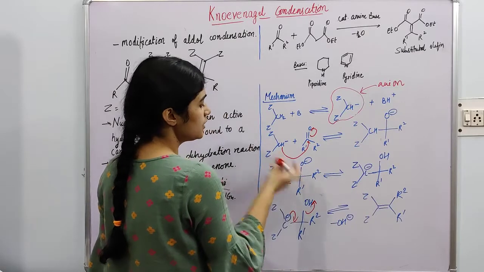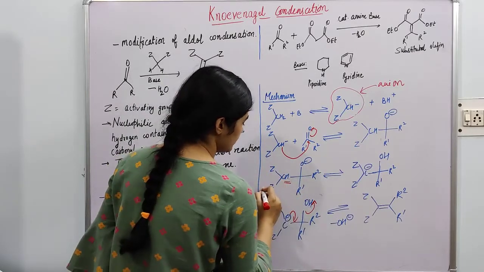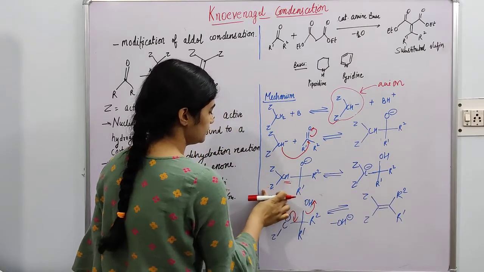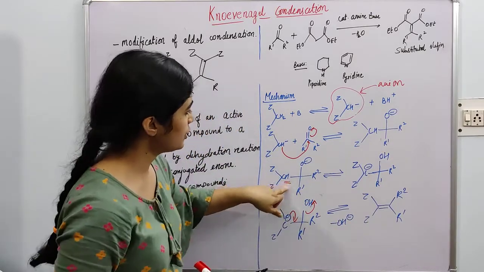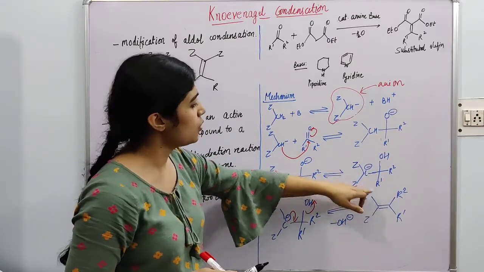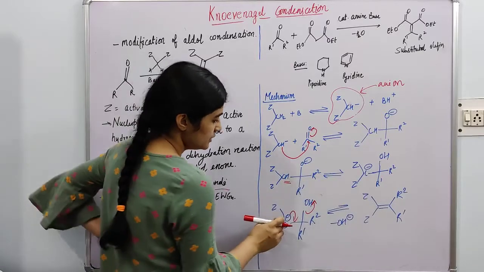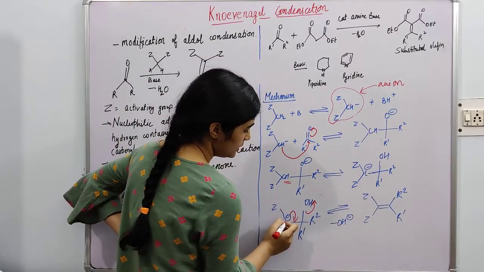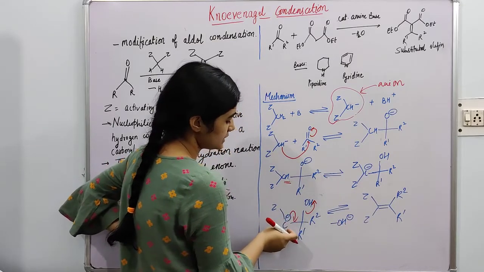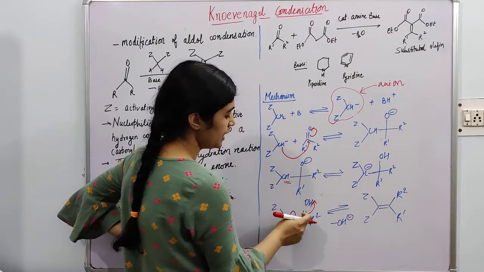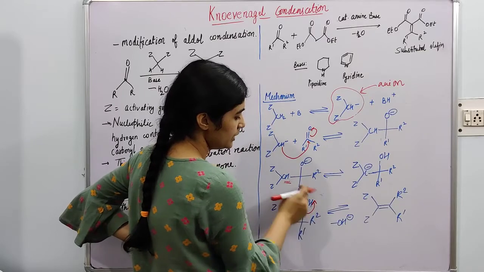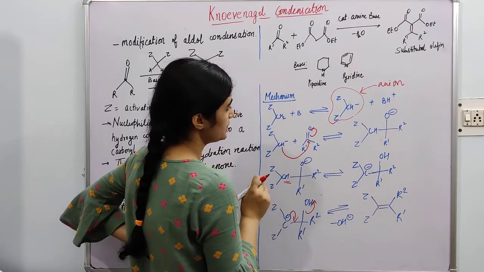So what is happening? H positive transfer is happening. I'm not writing here, it will get very congested. So what is happening? A rearrangement of proton is happening here. Now this carbon has a negative charge. It will try to stabilize itself. So it will try to form a double bond, and in order to form that bond, the OH negative will be released. So let's see what is happening.